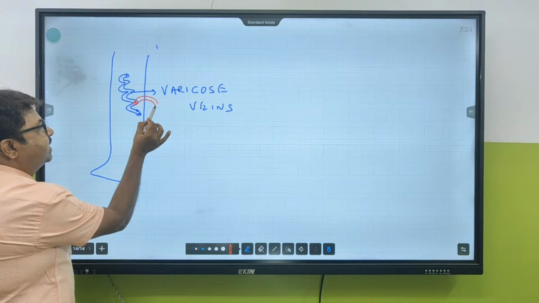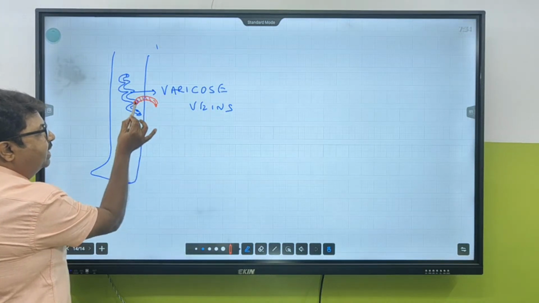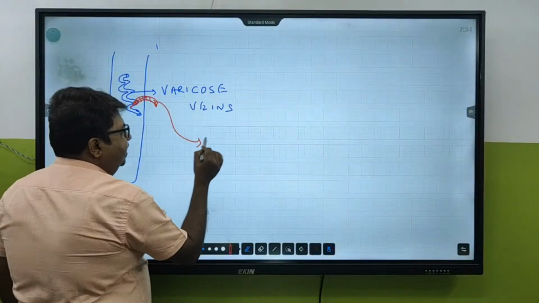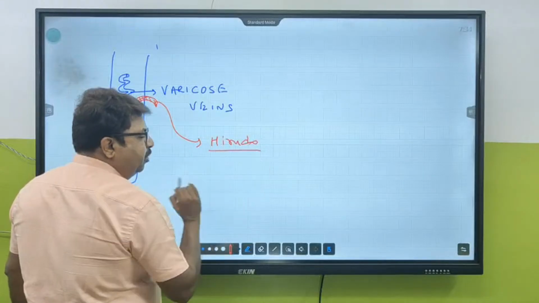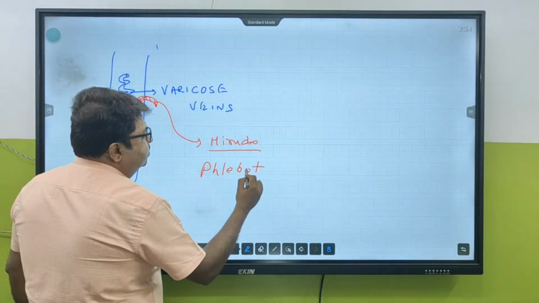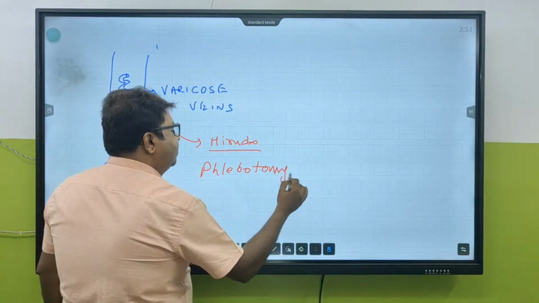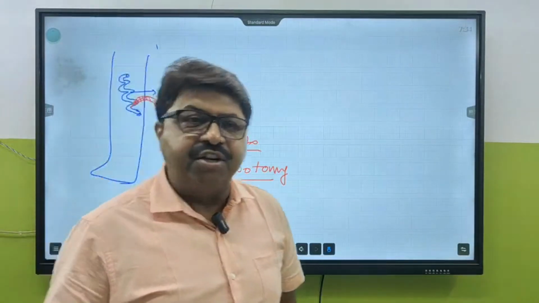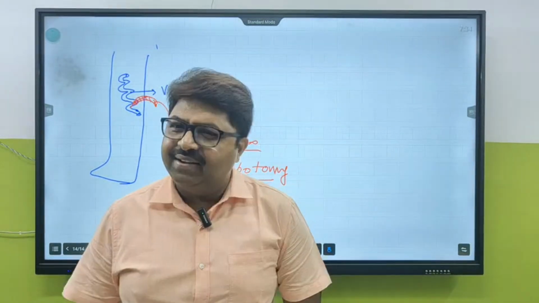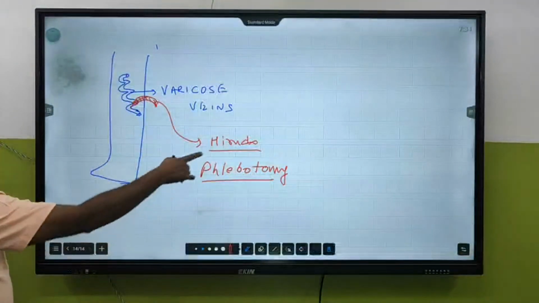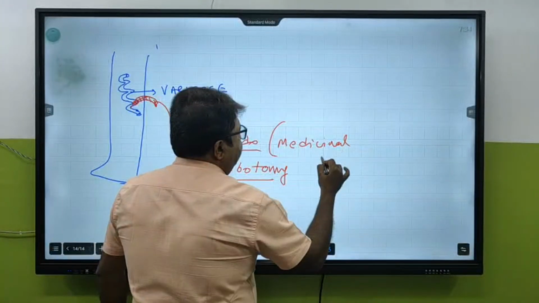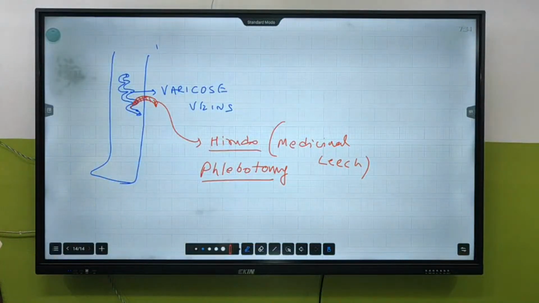This is the leech. You can place this leech over here. The leech is going to bite over here and take the blood. This is the example of hirudo. It is called medicinal leech, and the condition where you are taking the blood from the body is called phlebotomy. Is this clear? Fine? So this is about hirudo, the example of medicinal leech.